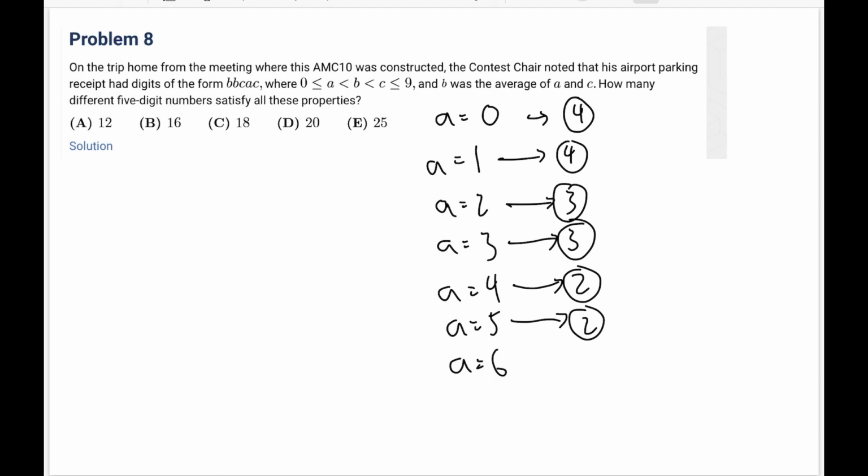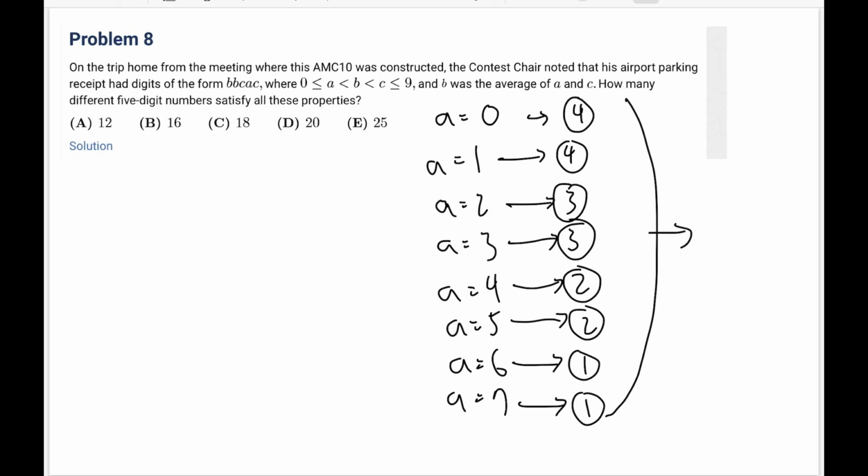If A is 6, this means that C is only 8, so there's 1. If A is 7, this means that C is only 9, there's only 1. So 4, 4, 3, 3, 2, 2, 1, 1, if you add all these, then these will add up to 20. So it's D.